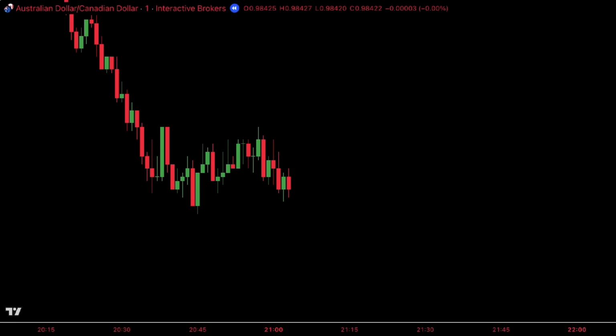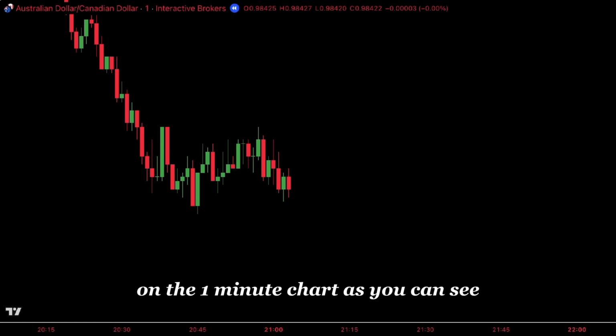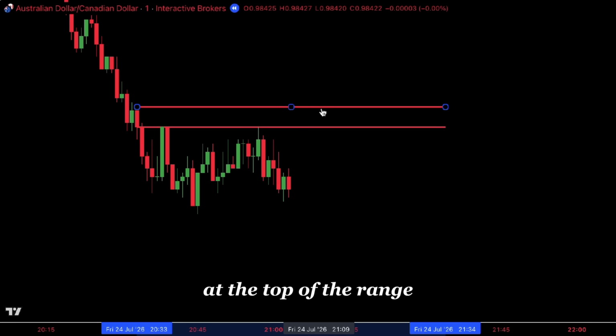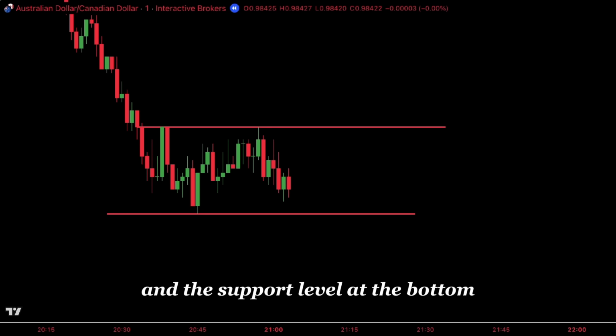Now let's look at another example. This is the Australian dollar versus the Canadian dollar on the 1-minute chart. As you can see, the market is initially in a downtrend before entering a range. The first step is to draw the resistance level at the top of the range and the support level at the bottom. Now let's see what happens next.